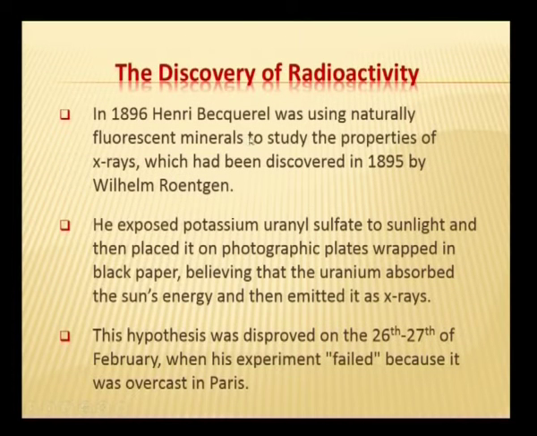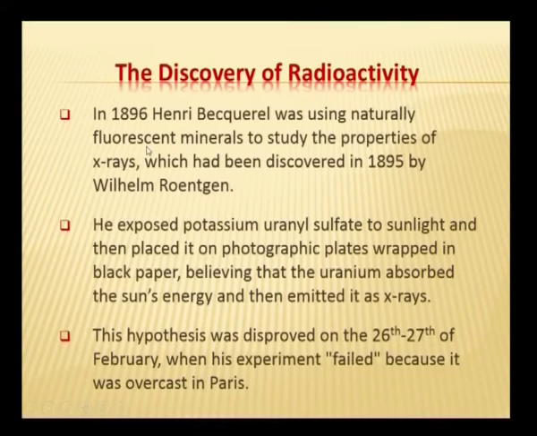In 1896, Henry Becquerel was using naturally fluorescent minerals to study the properties of X-rays. As I told you, the discovery of X-rays, the credit goes to Röntgen. What Becquerel was interested in, now all of you should know that most of the discoveries have been accidental. This is again an accidental discovery which was made by Becquerel. He was using naturally fluorescent minerals to study the properties of X-rays. So, his intention was to study the properties of X-rays.